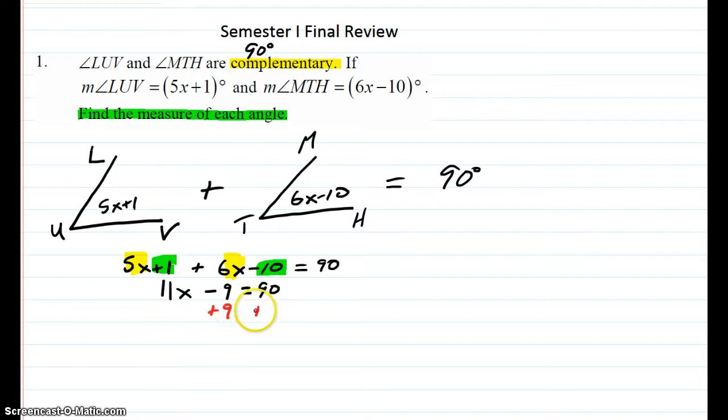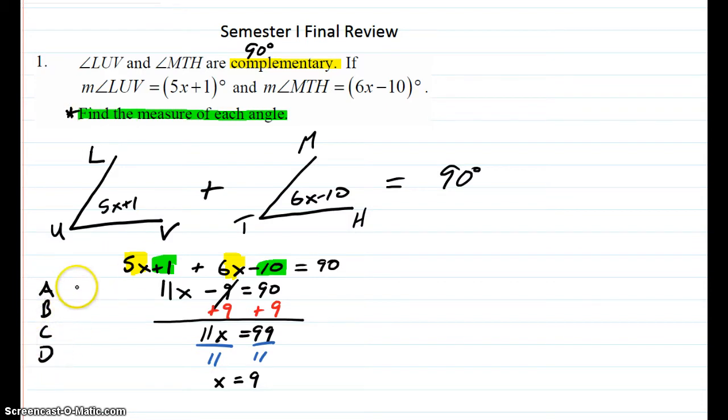Add 9 to both sides. And so this goes away, and I'm left with 11x equals 99. Divide both sides by 11. And we end up with x equals 9. So it's important that you understand what the question is asking, because the final will be multiple choice, and we can almost guarantee you that one of the answers is going to be 9.